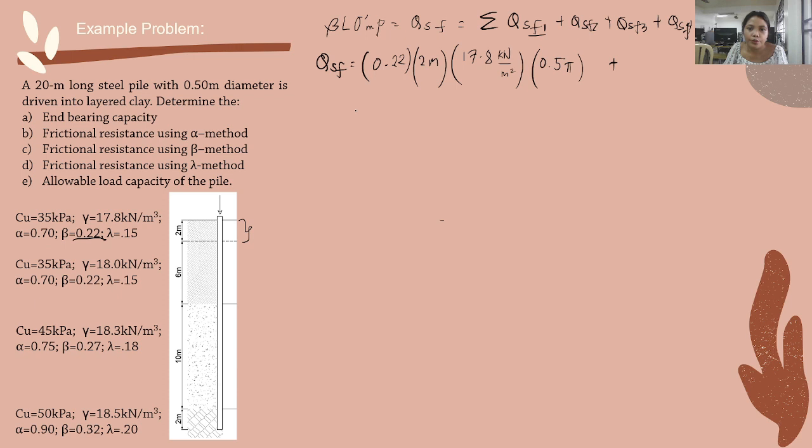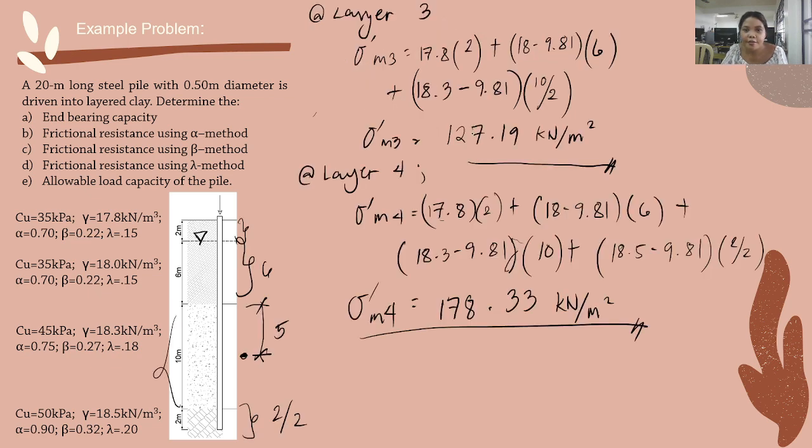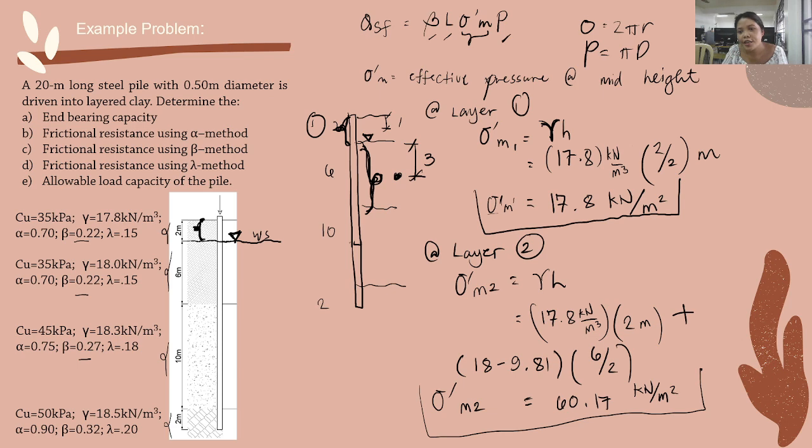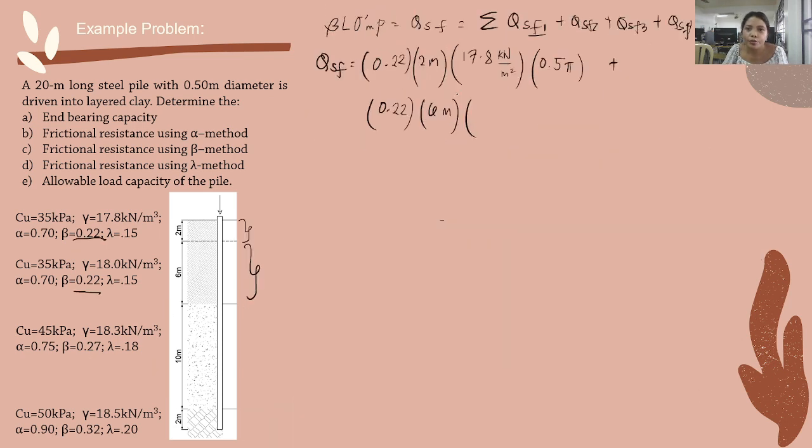Next, QSF2 is beta. Ang beta nun is 0.22. So dito mo lang din yan. 0.22 by the second layer is 6 meters times yung nakuha natin kaninang sigma is 60.17 kilonewton. So you have 60.17 multiplied by the perimeter 0.55. Okay ka na rin sa QSF 2.